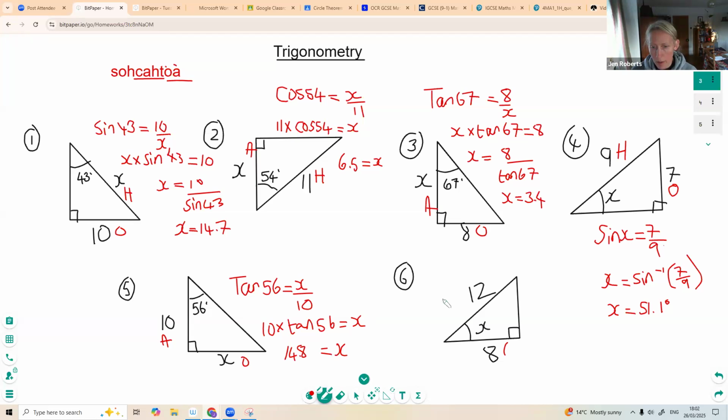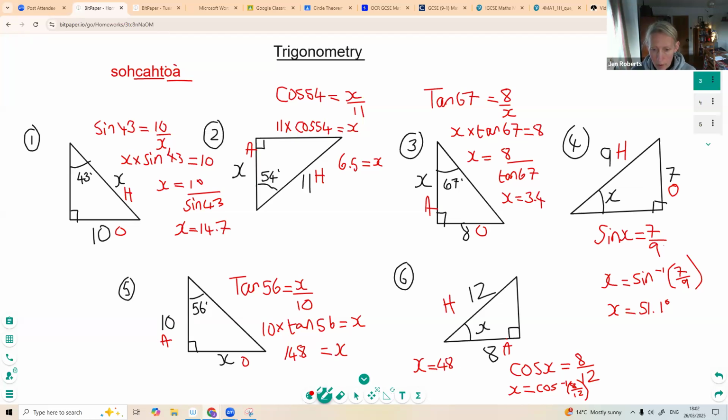Adjacent hypotenuse, cos x equals 8 over 12. Divide, no, cos to the -1 both sides. Gives you the angle x is 48.2.